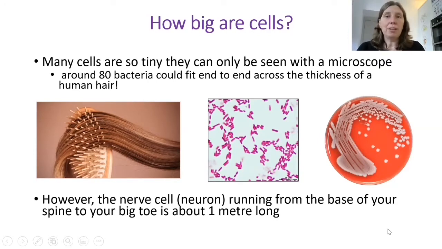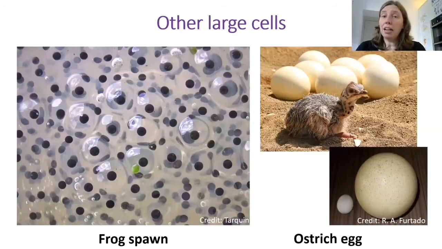Now, not all cells are that small. So you have various nerve cells in your body, we call them neurons, and there's one that runs from the base of your spine down to your big toe, and that can be up to 1 metre long, depending on how tall you are. So other large cells that you will probably have seen yourself. I don't know if you've come across frog spawn out in the environment, maybe in a pond or in a stream somewhere. That's frogs' eggs. So they're pretty big cells, but nowhere near as big as the largest cell, which is an ostrich egg.